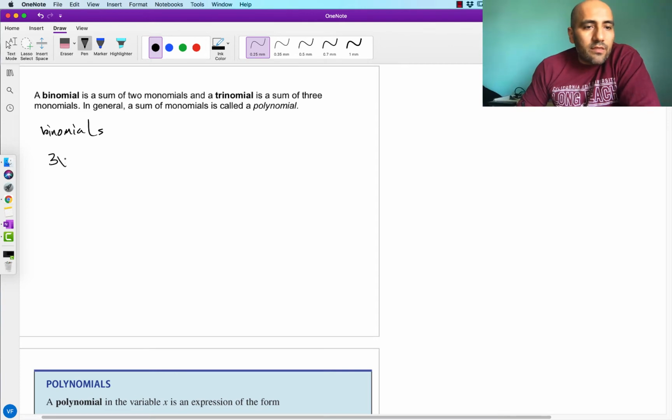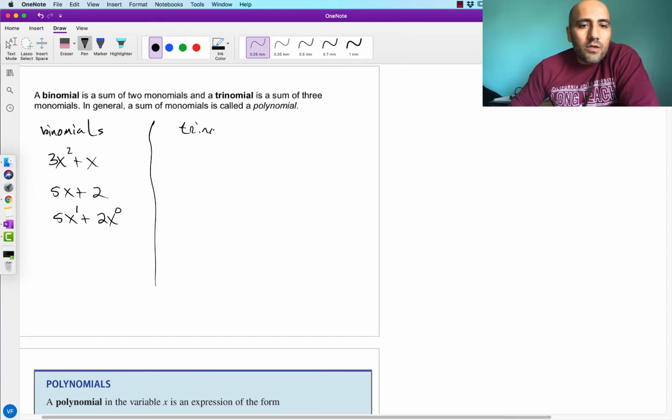So examples of binomials could be something like 3x squared plus x. That's a binomial. Or maybe 5x plus 2. That's a binomial. Remember that 2 is the same thing as 2x to the 0 power. So to the 1 power, to the 0 power, either way we have 2 monomials. Therefore, we have binomials.